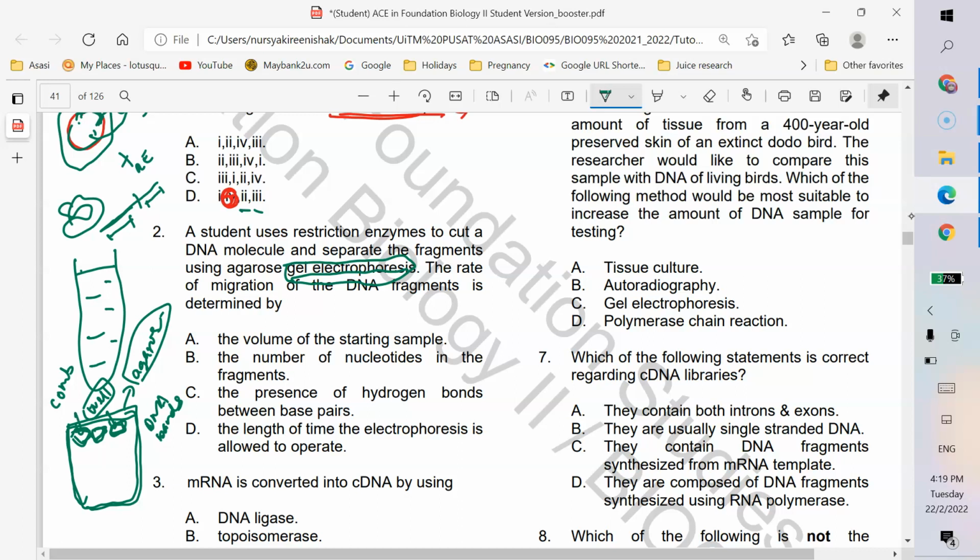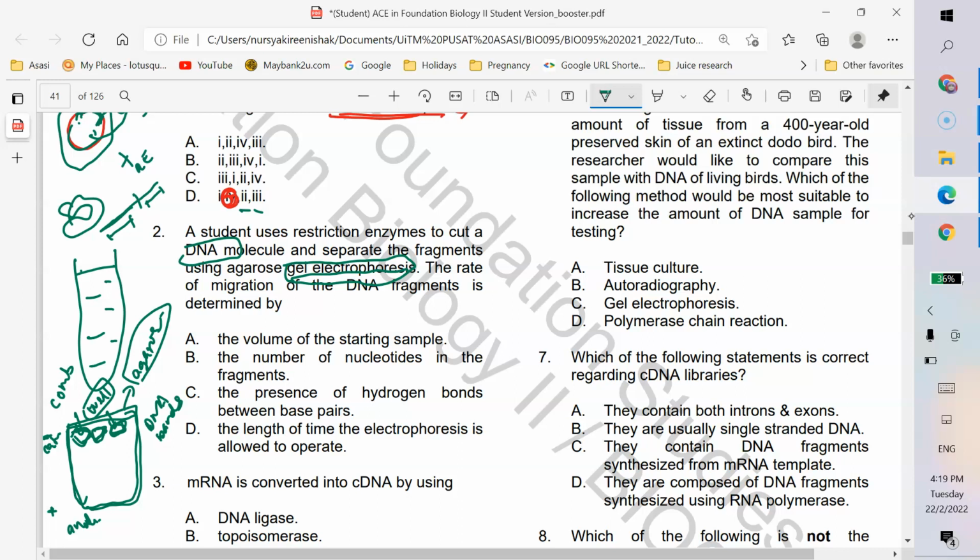So you put your DNA sample, and then you connect it with electric current. Here we put the negative charge, and on the other side the positive charge. Negative is anode or cathode? Cathode, okay, and the positive is anode. Why? Because DNA has a negative charge. Your DNA is negatively charged. So when you run the electric current, the DNA will flow from the negative pole to the positive pole.